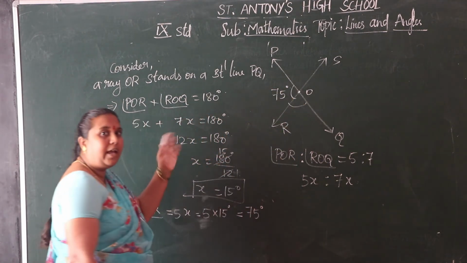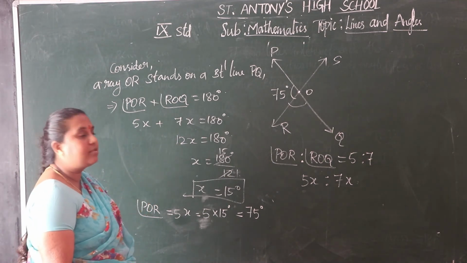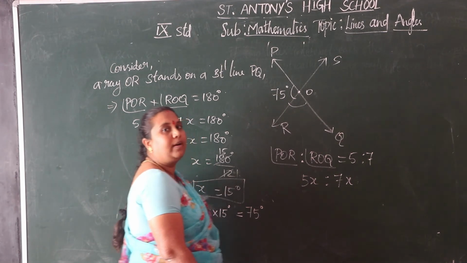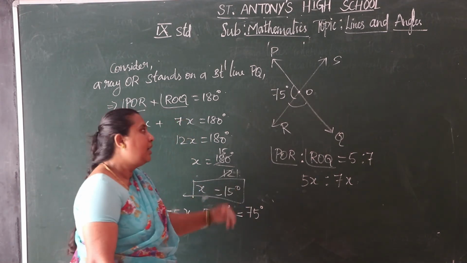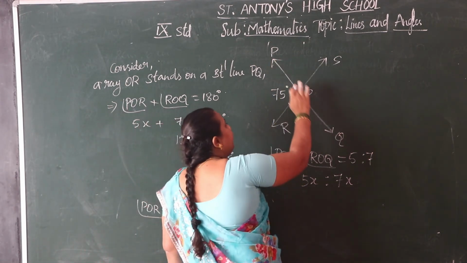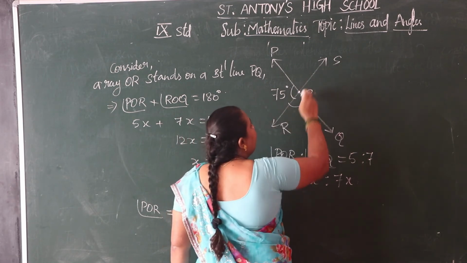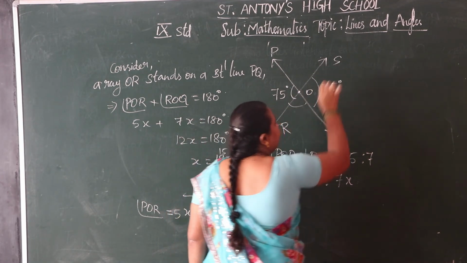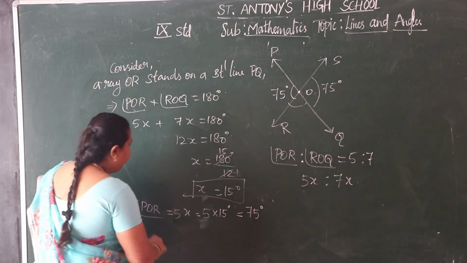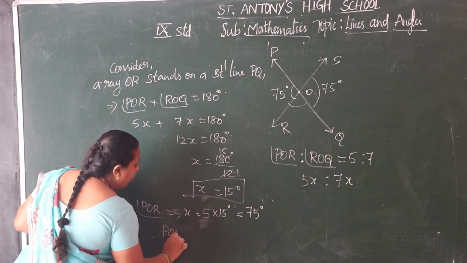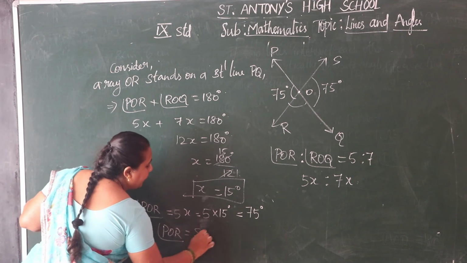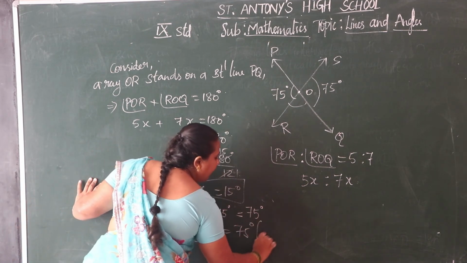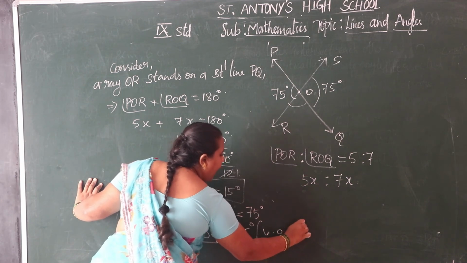And as the same, you know the other concept, vertically opposite angles are always equal. Therefore angle POR equals angle SOQ. So this angle is also 75 degrees. So angle POR equals angle SOQ, which equals 75 degrees by vertically opposite angles.